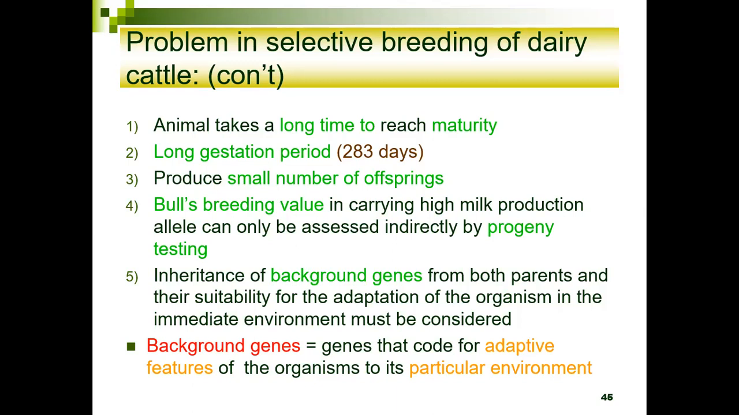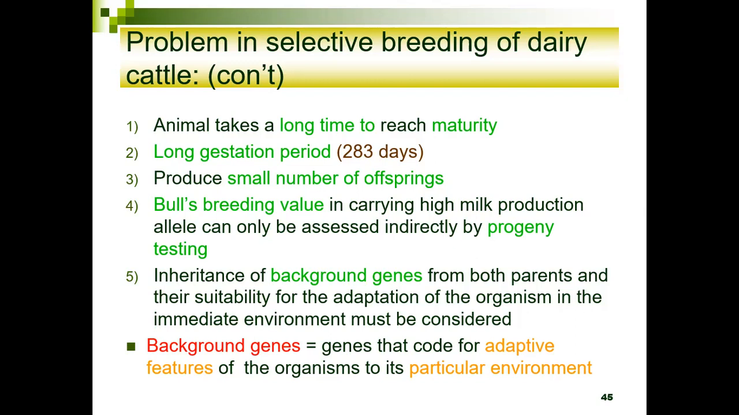And number two, long gestation period. Human 9 months, cow longer than 9 months. You have to wait for 9 months plus for the offspring to be produced, and then you don't know whether the offspring is high milk yield or low milk yield. So it takes a long time. Then each cow produces one offspring, so the number of offspring produced is very few. Again, it looks like it's very time consuming and very expensive, because you have to feed them to grow. When you feed them, these are all money, right?